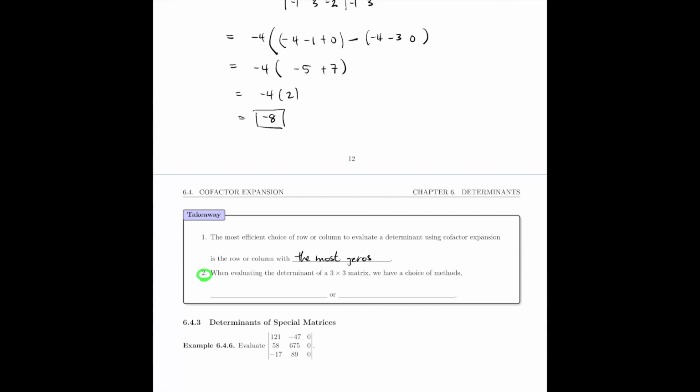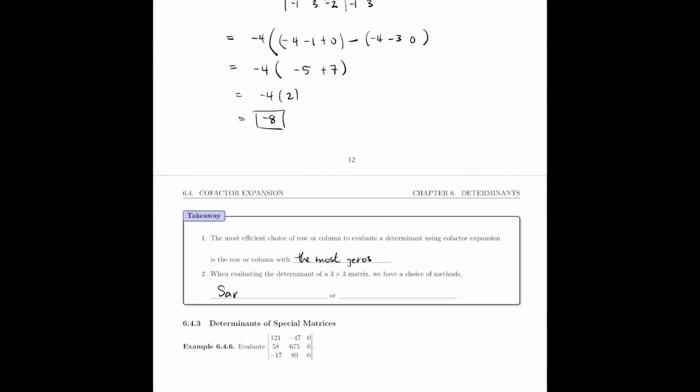And the second bit of the takeaway is when evaluating the determinant of a 3x3 matrix, like as we saw up in the first when we did row 2, we have a choice of methods. For a 3x3 matrix, we have the rule that we defined at the beginning, Sarrus's rule, or cofactor expansion. With a 3x3 matrix, you always have that choice of methods.